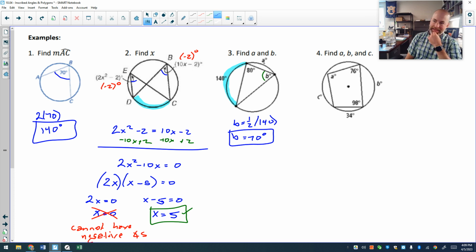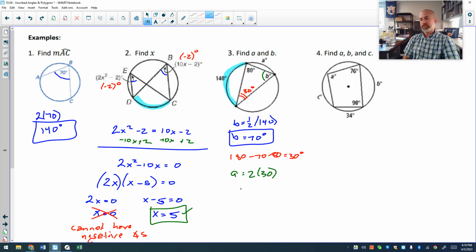And I need to get A now. There's a couple of ways we could do this. I think I'm going to do this. If B is 70 and this angle is 80, then this angle right here is going to be 180 minus 70 minus 80, which is going to be 30 degrees. So this angle is 30. And that angle is intercepting the arc that is A, and therefore the arc is going to be double the angle. So A is going to be 2 times 30, which is 60.